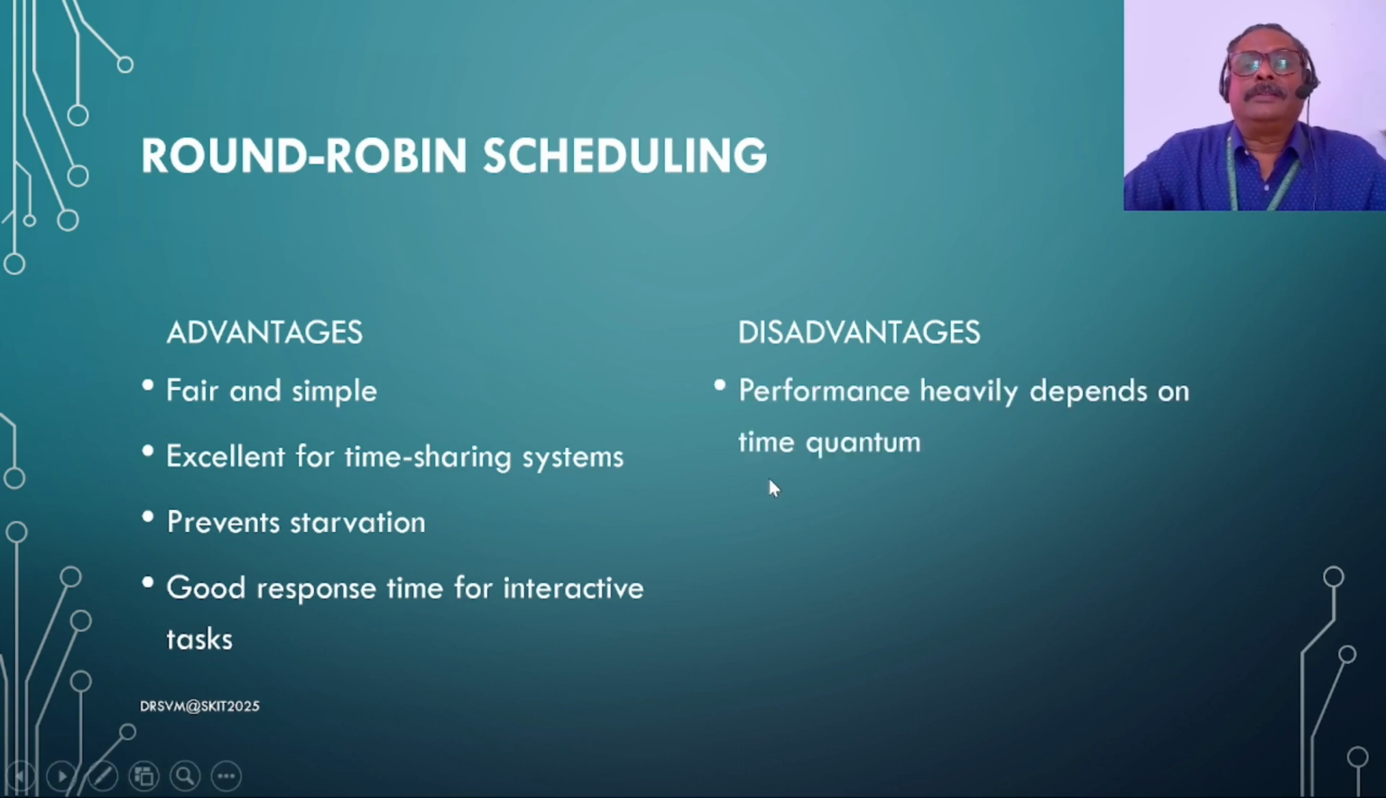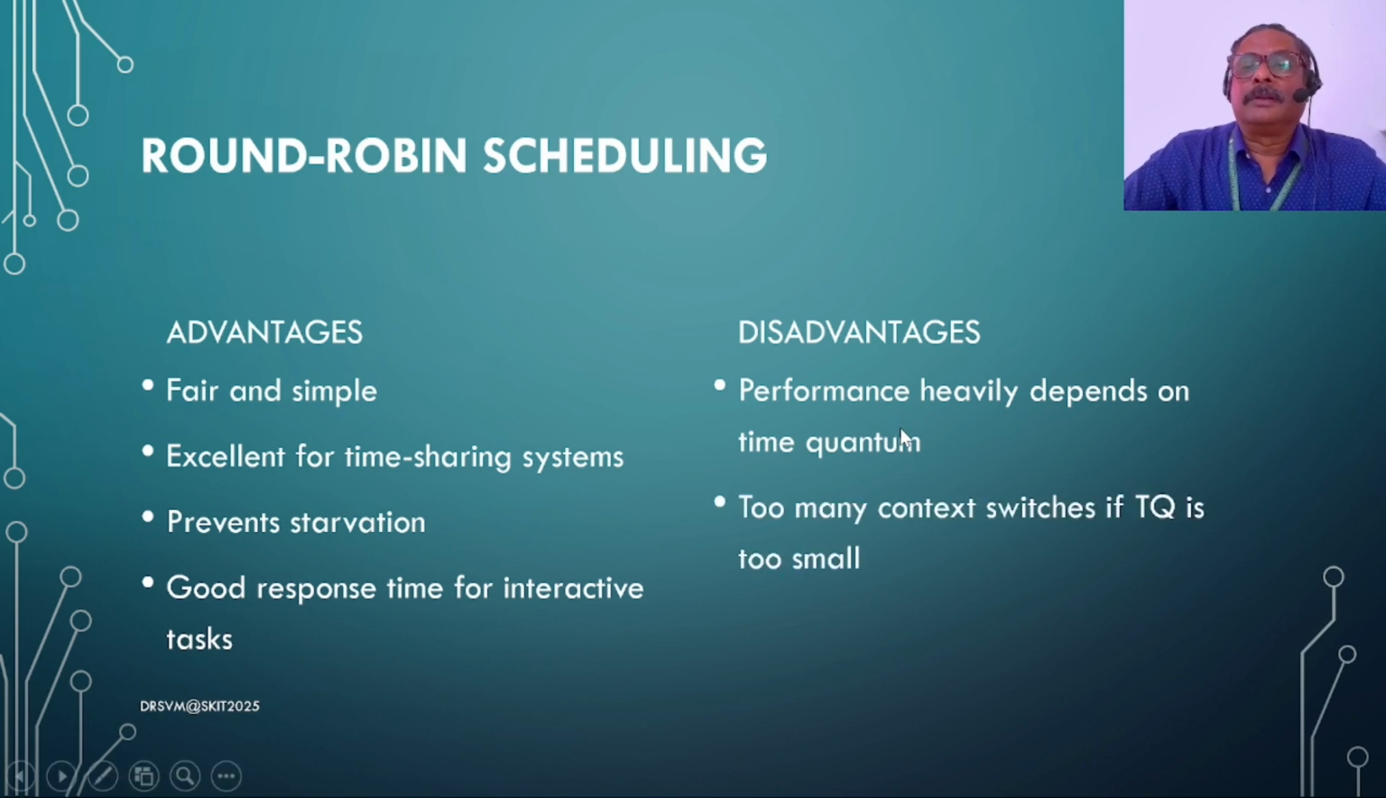Coming to the disadvantages, the performance heavily depends on the time quantum. What is the time quantum? How much is it? If it is small, what happens? If it is large, what happens? That's the problem. Let's see what it means very soon. So there are too many context switches if the time quantum is too small, and it is definitely not optimal for batch systems. If you are talking about batch processing, then this one is not optimum.